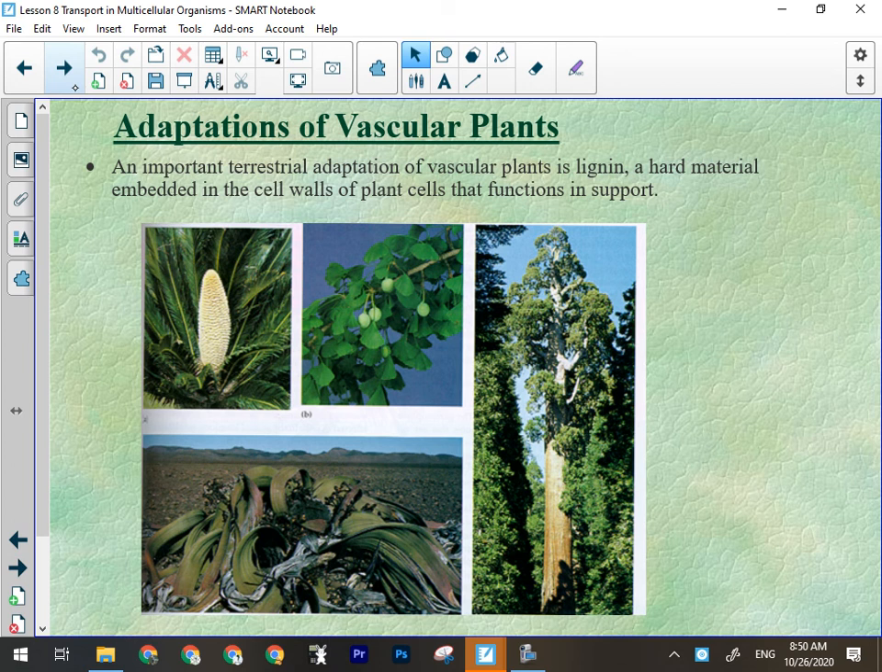So lignin is this cement-like material that basically acts like mortar. How many people have ever laid bricks before? If you haven't laid bricks, I'm sure you've seen them. There's that kind of grayish white stuff that goes in between them that sticks them together. That's mortar. Lignin is like mortar. It cements the plant cell walls together, especially in tall woody plants, like trees.